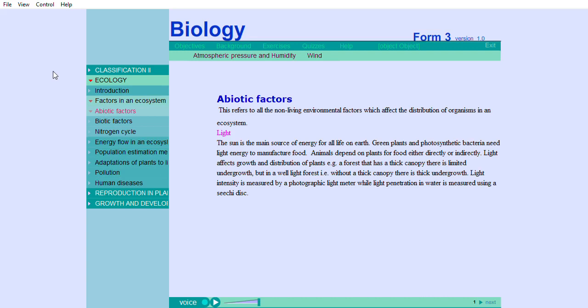Light. The sun is the main source of energy for all life on Earth. Green plants and photosynthetic bacteria need light energy to manufacture food. Animals depend on plants for food either directly or indirectly. Light affects growth and distribution of plants.